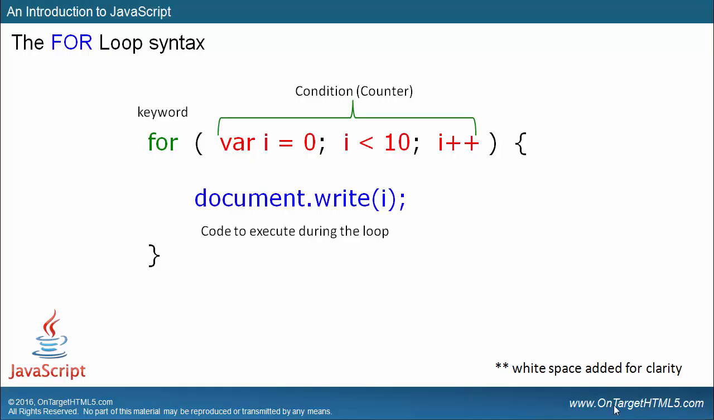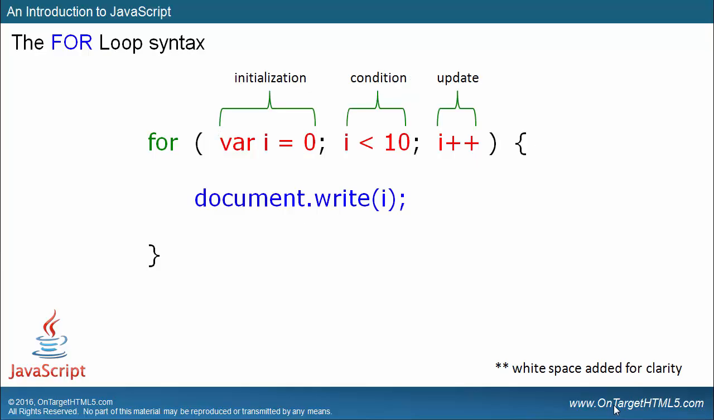So the code to be executed is inside the curly braces, and we also have an opening curly brace and a closing curly brace that make up the syntax. There are three things that make up the for loop syntax inside the parentheses. We have the initialization of the variable itself, then we have the condition that we're checking for, and then we update that particular counter. In this case, it's i.